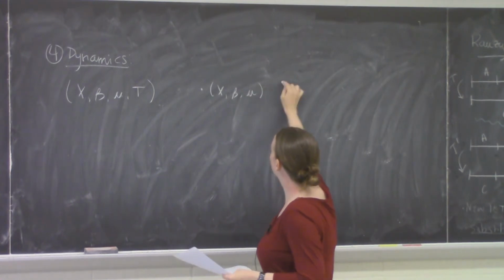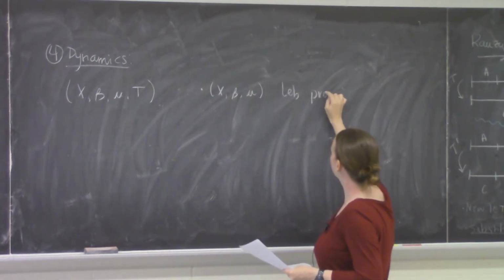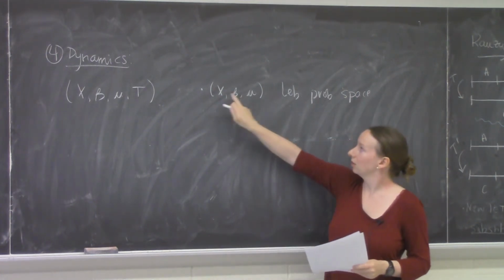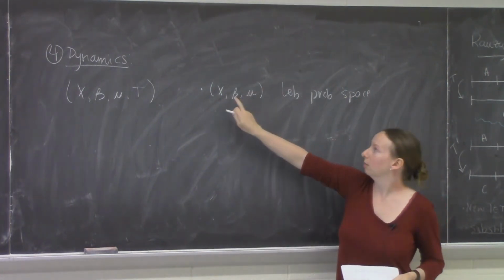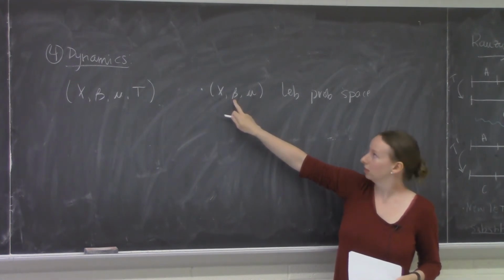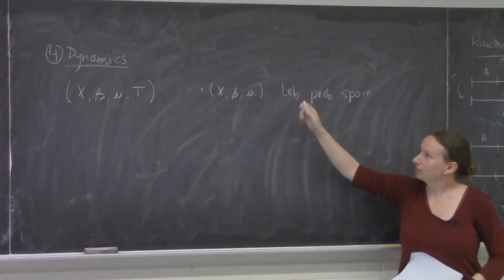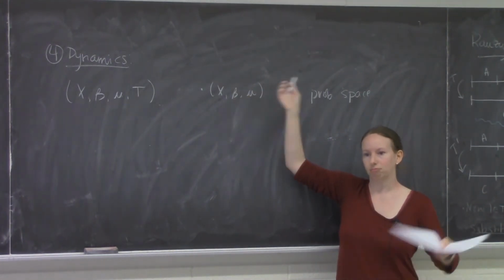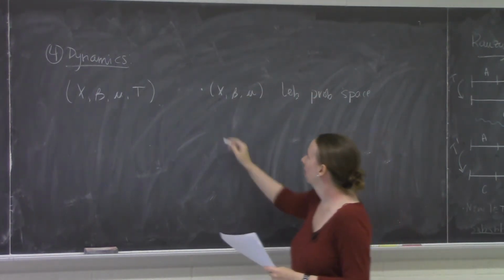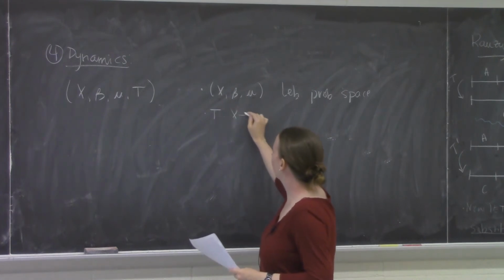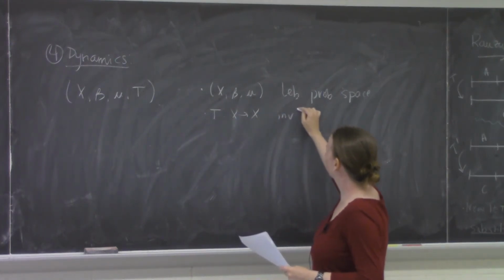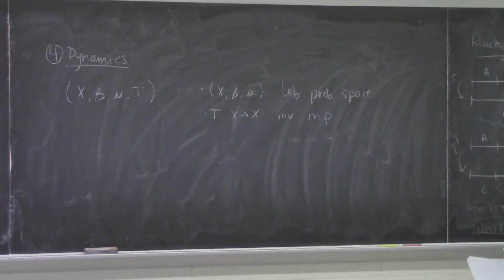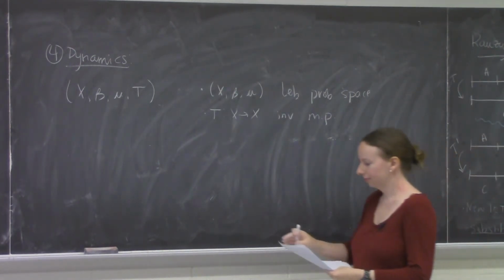Here, (X, B, mu) is our Lebesgue probability space. So X is our space, mu is our probability measure, B is our sigma algebra of measurable sets. It's a Lebesgue probability space, so it's measure-theoretically isomorphic to the unit interval with Lebesgue measure. So nice, nice space. And T is our map from X into X that's invertible and measure preserving. That's our system.